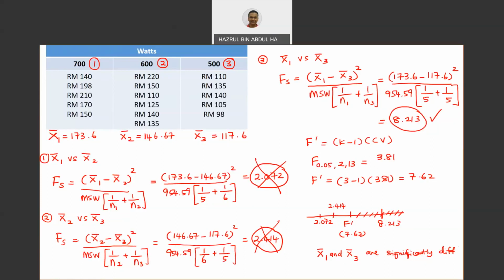Okay, so this is a post-hoc test. The purpose of a post-hoc test is to compare which means in which groups are significantly different. And we can only proceed with a post-hoc test if we reject H0 in ANOVA. Otherwise, there is no reason to proceed with a post-hoc test. Okay, I think that's all for the Scheffe test.